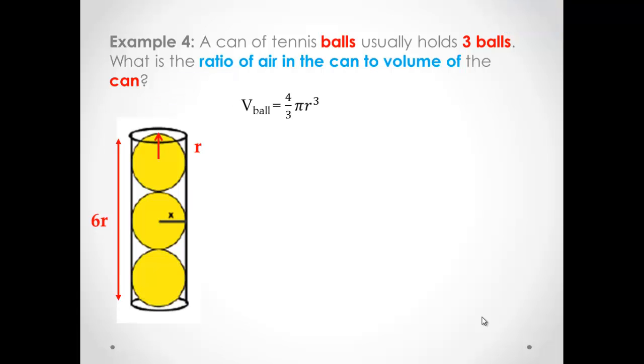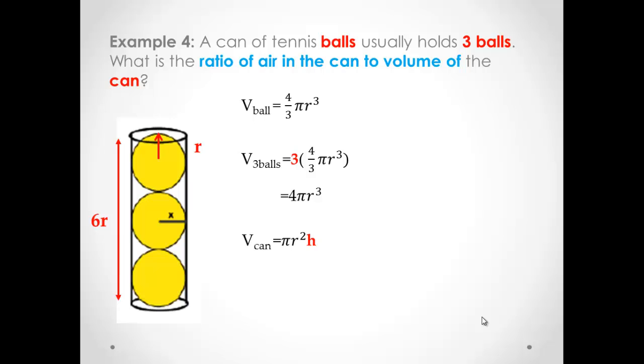So let's look at the volume of the 3 balls. First of all, the volume of a sphere or volume of a ball is given by this formula, 4/3 pi r cubed. If we have 3 balls, we simply have to multiply that by 3. We see that this simplifies, the 3's cancel out, we get 4 pi r cubed.